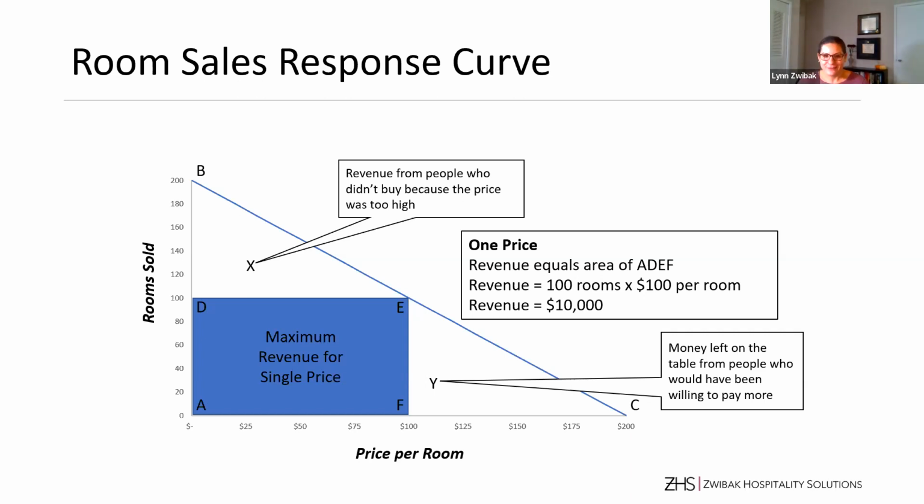Well, we don't want to leave money on the table or prevent people from buying our product if it's important to them. So we offer different price points.